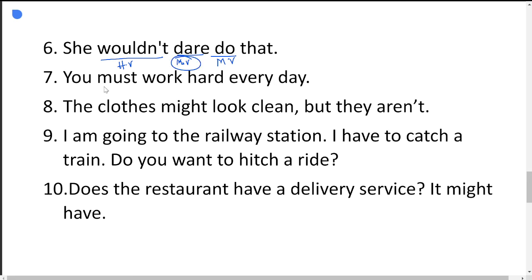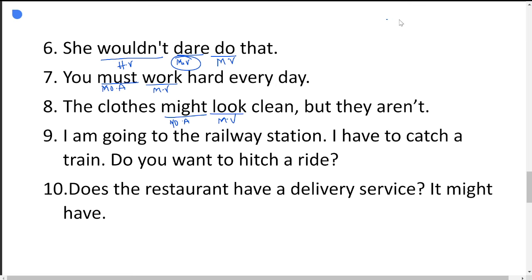Next, you must work hard every day. Must is the helping verb that can be considered a modal auxiliary verb. Next, work here is the main verb. This is an action verb, right? Next, the clothes might look clean but they aren't. Might is again a modal auxiliary, that is also a helping verb. Next, look is the main verb. Remember, all the modal auxiliaries are helping verbs only, but I'm just separating the two cases.